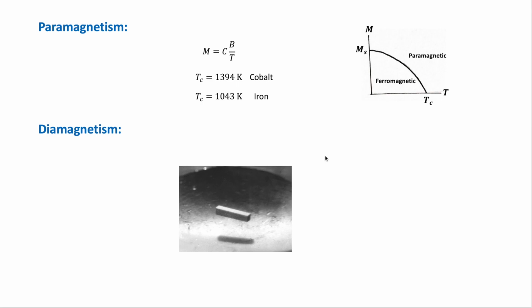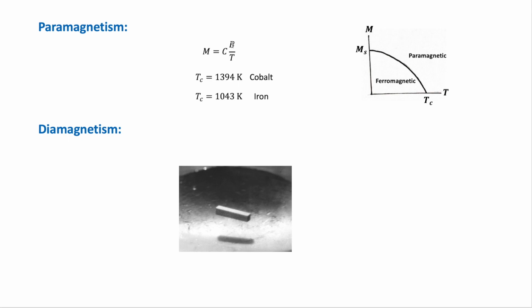Experiments found that for a wide range of conditions, the magnetization of a paramagnetic substance is proportional to the applied magnetic field B, and inversely proportional to the absolute temperature. So M is equal to CB over T. So this is known as Curie's law, and the constant C is known as Curie's constant. And so the magnetization increases with the applied field B and is inversely proportional to the temperature.